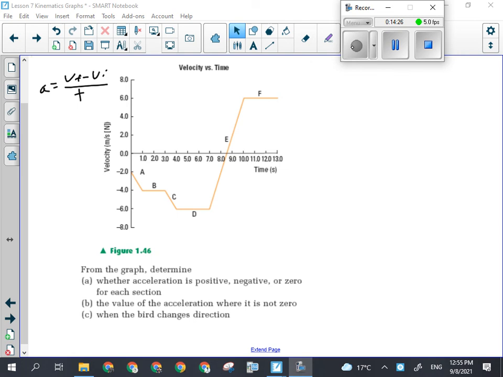All right. So calculate the value of the acceleration where it's not 0. So in part A here, we go from -2 to -4. So our change in velocity is -2, and that happens over 1 second, so -2 meters per second squared. It's exactly the same in C, so it's the same calculation. In E, we go from -6 to +6. So that's a change in velocity of +12, and that happens over 2 seconds. So we're looking at +6 meters per second squared for the acceleration during part E.